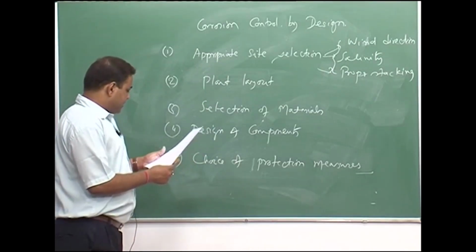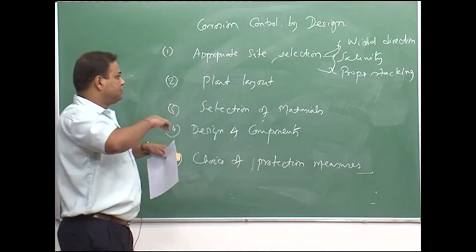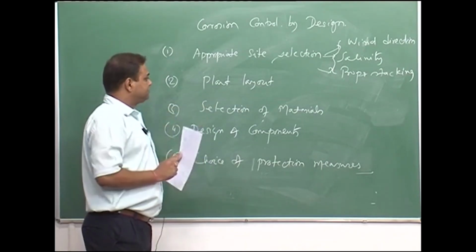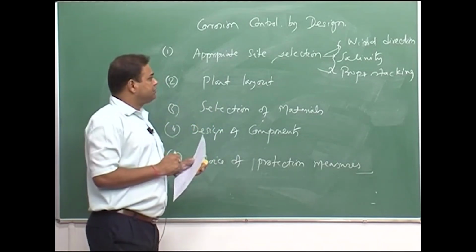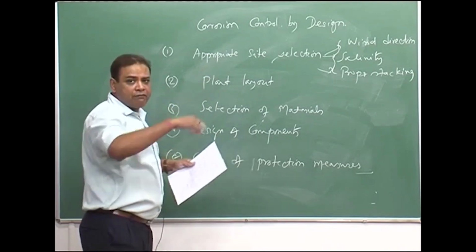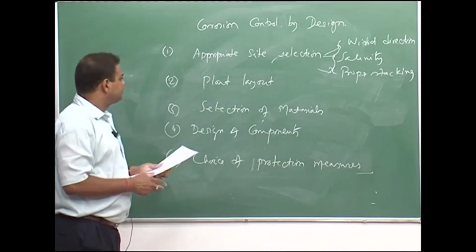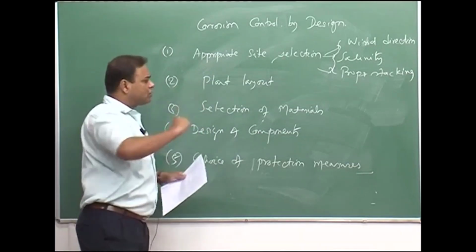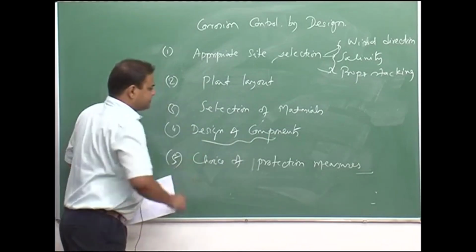Then we can also think of plant layout, which way the plant should be stationed, whether it is in the wind direction or what sort of cover it should have. Those are the issues we should consider in case of plant layout. Selection of material, of course, we have already talked about it. Then coming to the design of components.